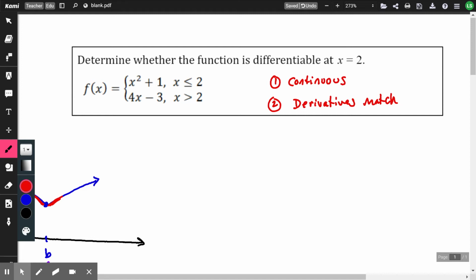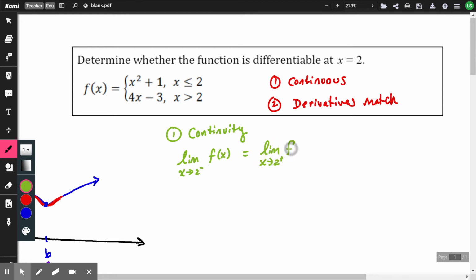So I'm going to start first and foremost with the continuous piece. Step number one, we're going to prove the continuity. So for that, I'm going to examine the limit as x approaches 2 from the left of our function and make sure that that's equal to the limit as x approaches 2 from the right of our function. So why don't you pause for a second and try to figure out what that might look like.